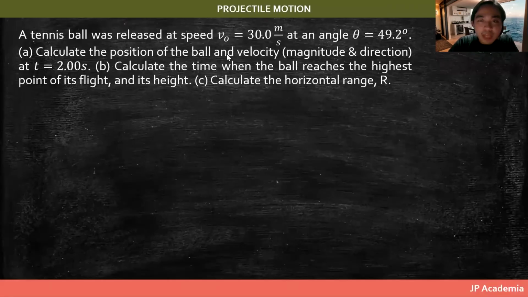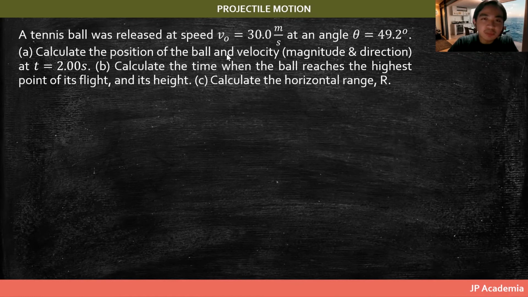Okay, so punta naman tayo sa problem natin for projectile motion. Okay, so a tennis ball was released at speed of v naught is equal to 30 meters per second. So meron tayong speed at an angle of theta is equal to 49.2 degrees along the horizontal. So we have the following.